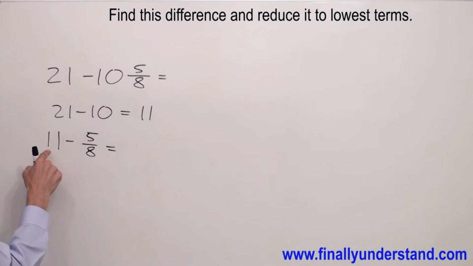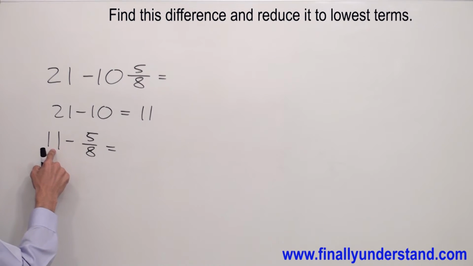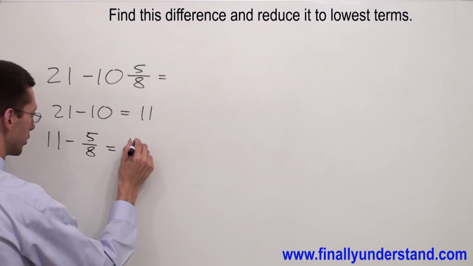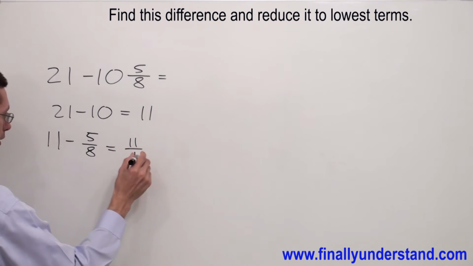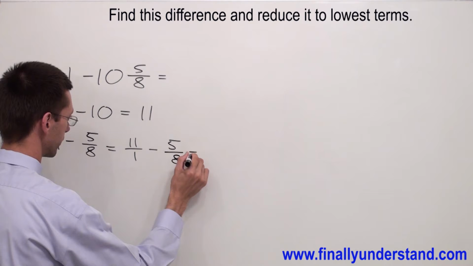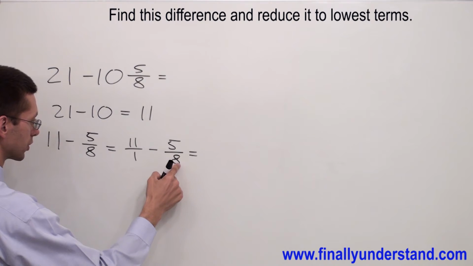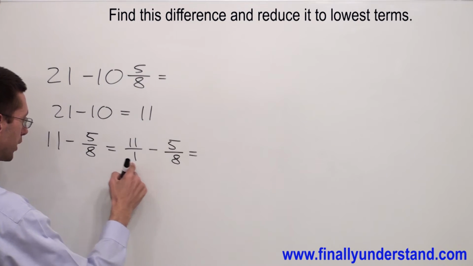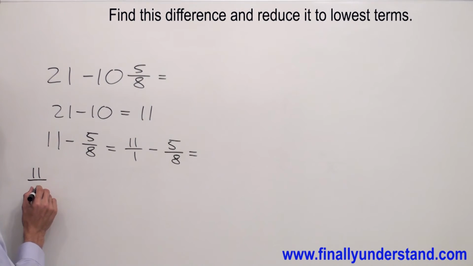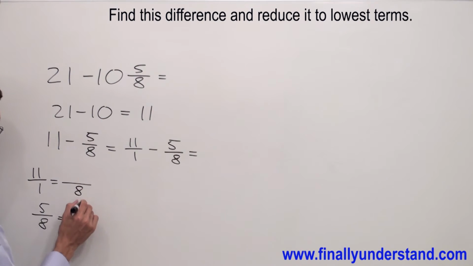In order to subtract a fraction from a whole number, you have to convert the whole number to an improper fraction by writing the whole number over 1. 11 over 1 minus 5 over 8. The common denominator for these two fractions is going to be 8, because 8 is divisible by 8 and 8 is divisible by 1. So I have 11 over 1 and I have 5 over 8. We said the common denominator for these two fractions is 8.